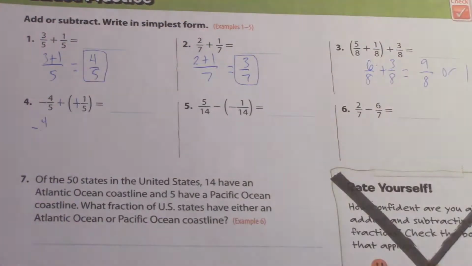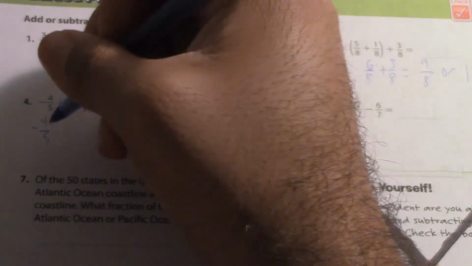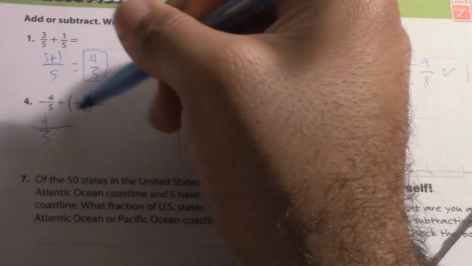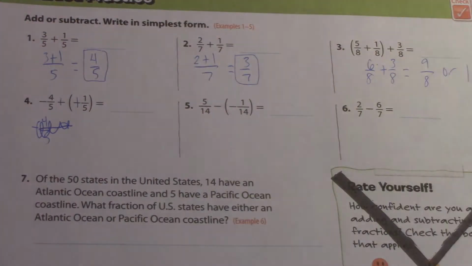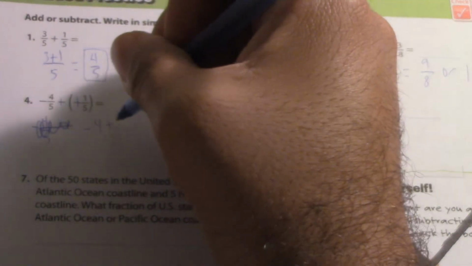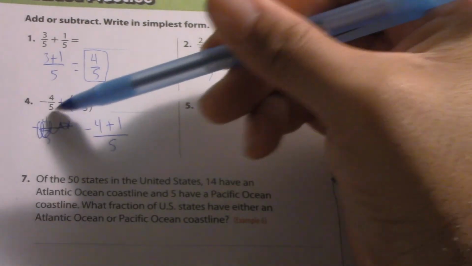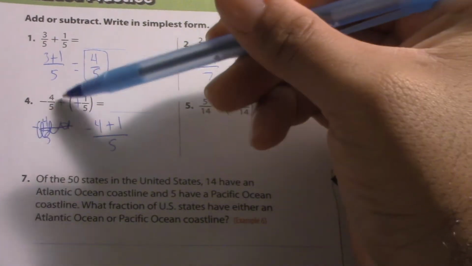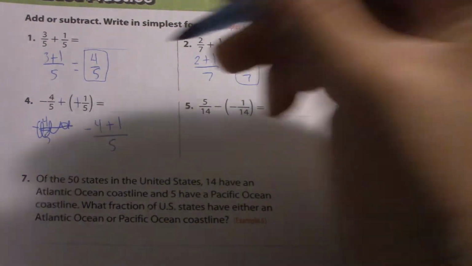Add the opposite. Perfect. Negative 4 over 5. Okay? Because we have common denominators now, I can just add the numerators together. Let's go negative 4 plus 1 over 5. Now I wrote it over 5 because I have common denominators, and I wrote negative 4 plus positive 1 because I had already added the opposite.